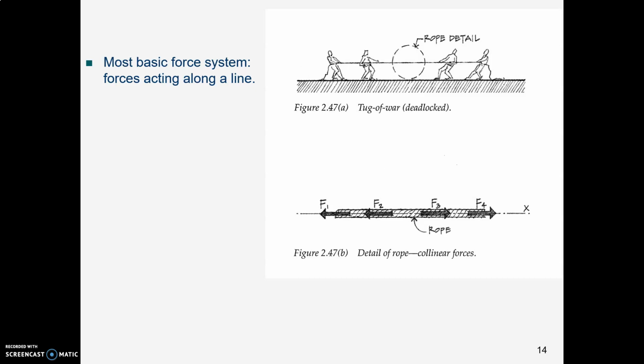Here's a picture of that out of our book, where he shows people playing tug-of-war, and what we've got are all these forces pulling in the x direction, some of them positive, some of them negative. They're adding up to 0.